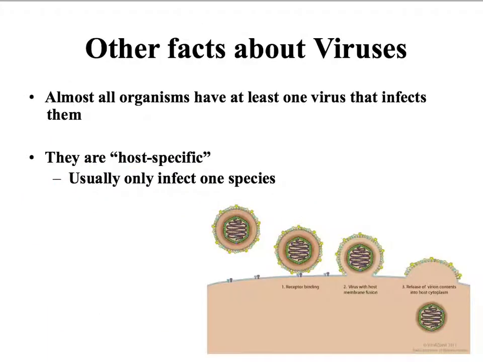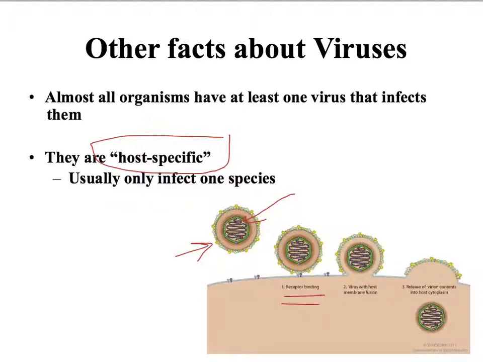Just a couple more things about viruses. Almost all organisms have at least one virus that infects them. As you've seen, bacteria have viruses that infect them. Protists will have viruses that infect them. So the simplest organisms even have a virus that will affect them. And viruses are host-specific. So what that means is basically the capsid or the envelope, so that's the capsid, this green layer is the envelope, is specific for a host's receptor proteins on the surface of their cells.